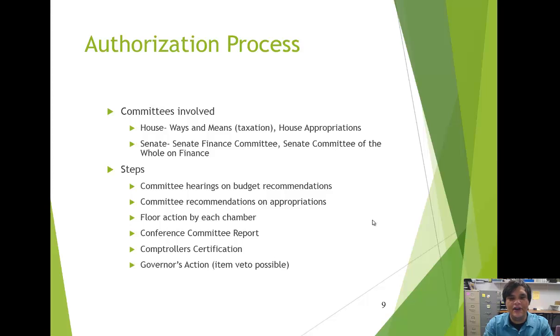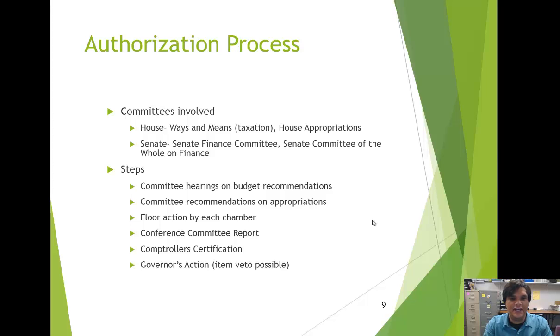In the Senate, you have the Senate Finance Committee, the Senate Committee of the Whole on Finance. I'm not quite sure what the difference is between the Senate Finance Committee and the Senate Committee of the Whole on Finance. I'm not really sure. But those are the two committees that are involved in the authorization of the budget.